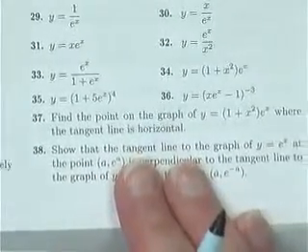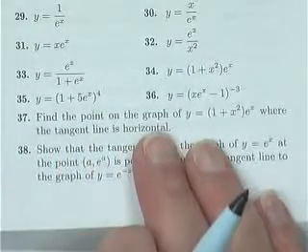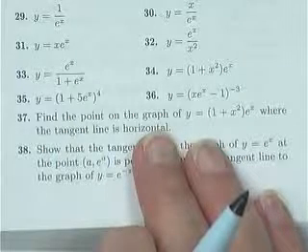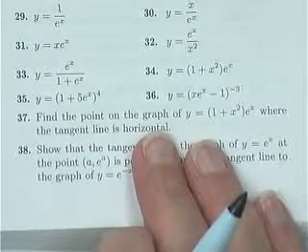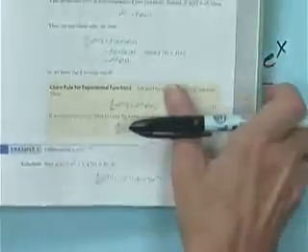Tell me what you do in problem number 37. Find the point on the graph where the tangent line is horizontal. Find the derivative and do what to it? Set it equal to 0. You guys are very, very good. Okay, next page. Top.